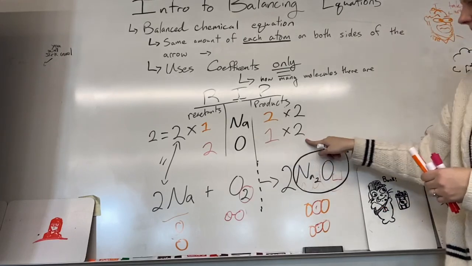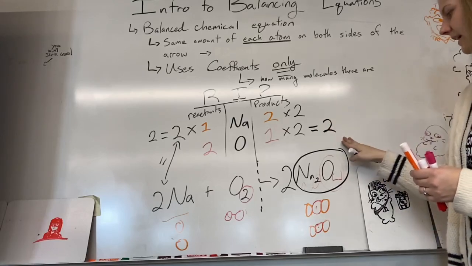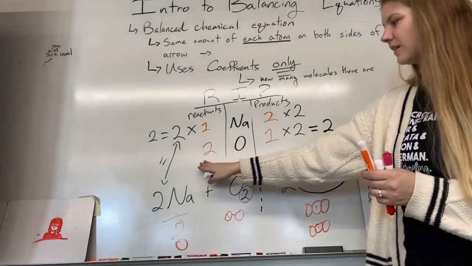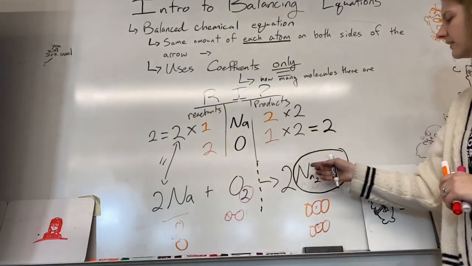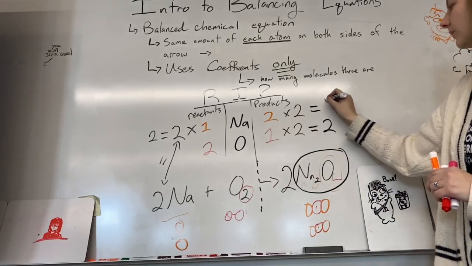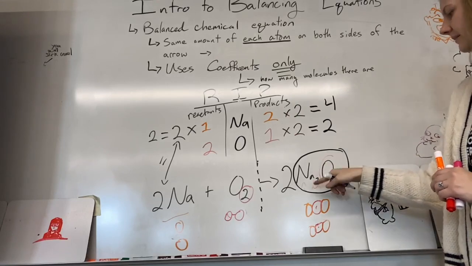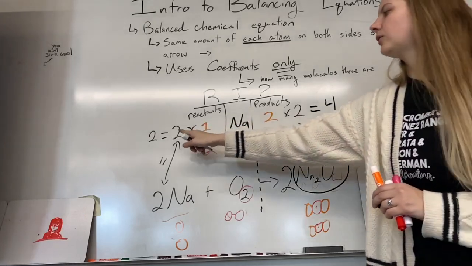That puts this one up to 2. We have 2 oxygen on this side now. We also have 2 oxygen on this side, so this is looking good. But we messed up the one we just did. Now we have 4 sodium on this side, 4 orange ones here, and we only have 2 over here.